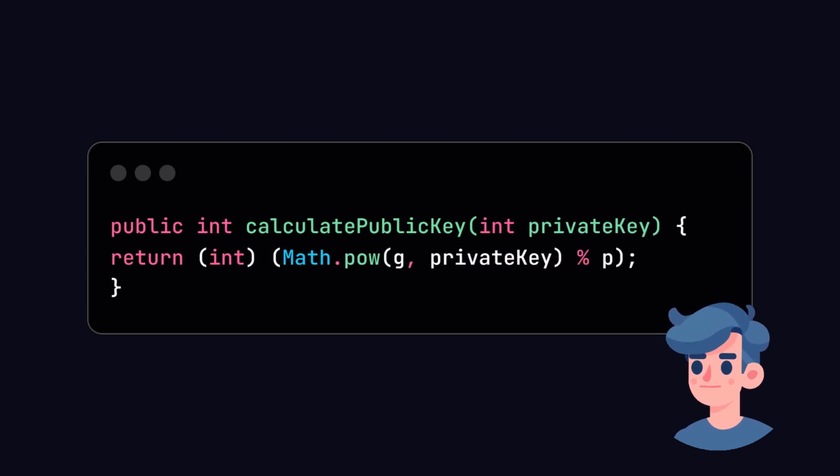Now we need to calculate the public key. The public key is calculated using the formula public key equals g caret private key mod p. Let's create a method that takes a private key as input and returns the public key.